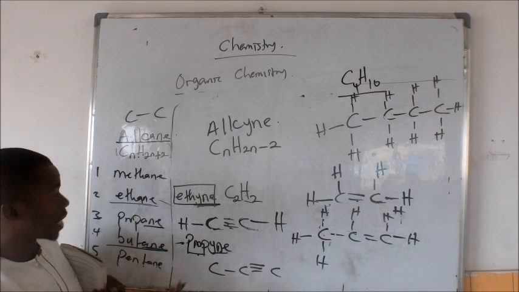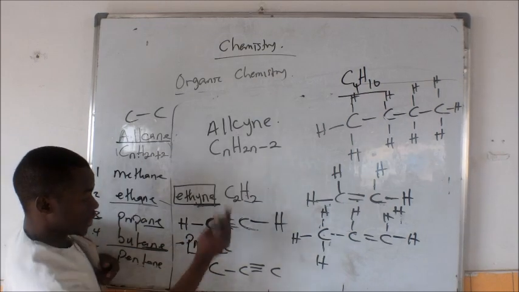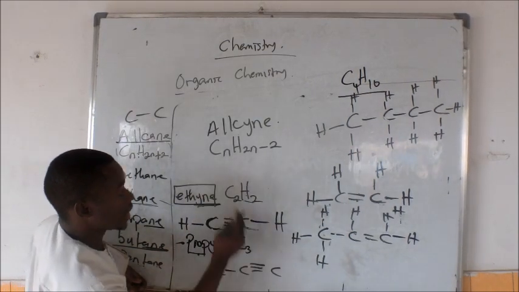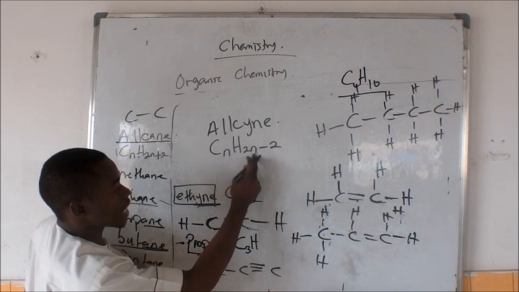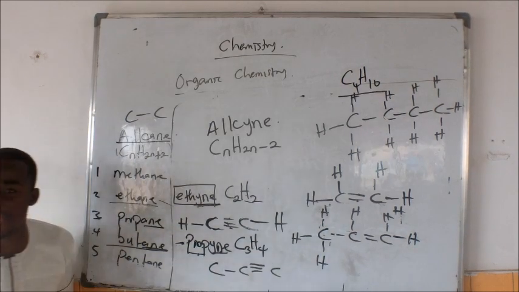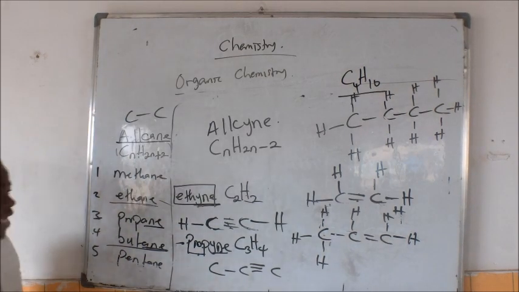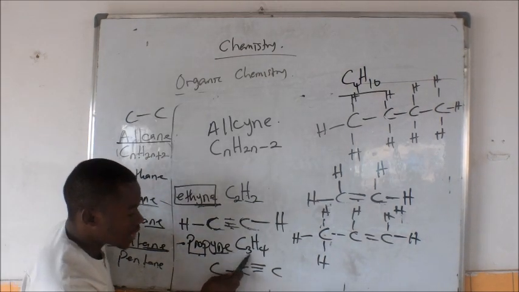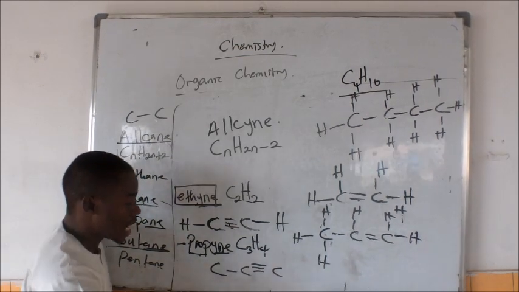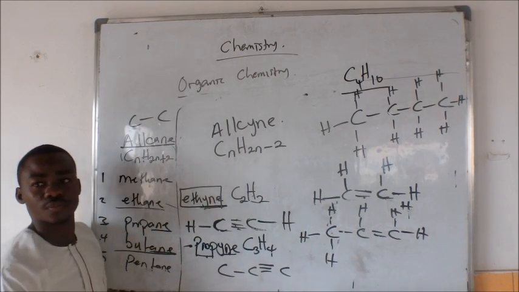Now, I've not written the general formula. The general formula, since n is 3, you put C3, H, 2 times 3, 6, 6 minus 2, 4. It will be C3H4. Meaning that since you have 3 carbons, you need 4 hydrogen to surround the carbons.